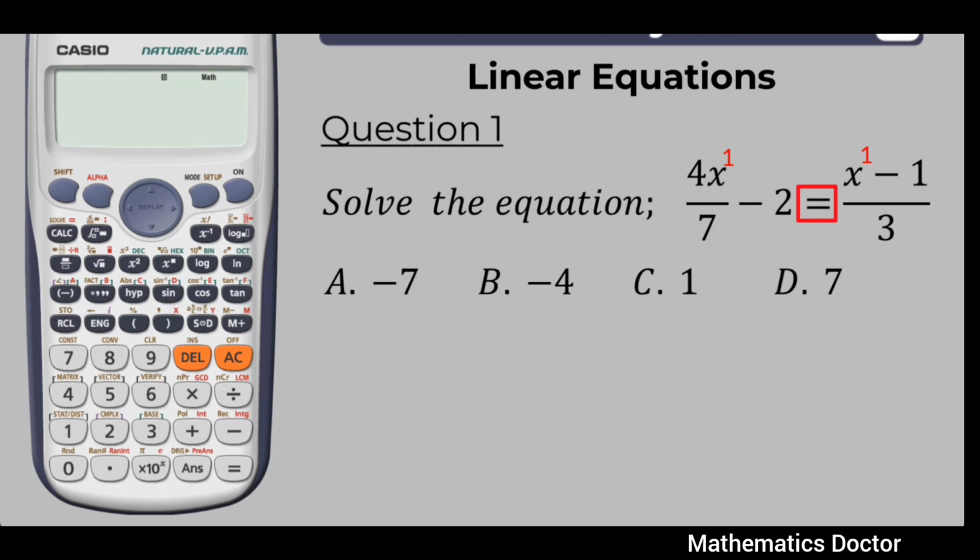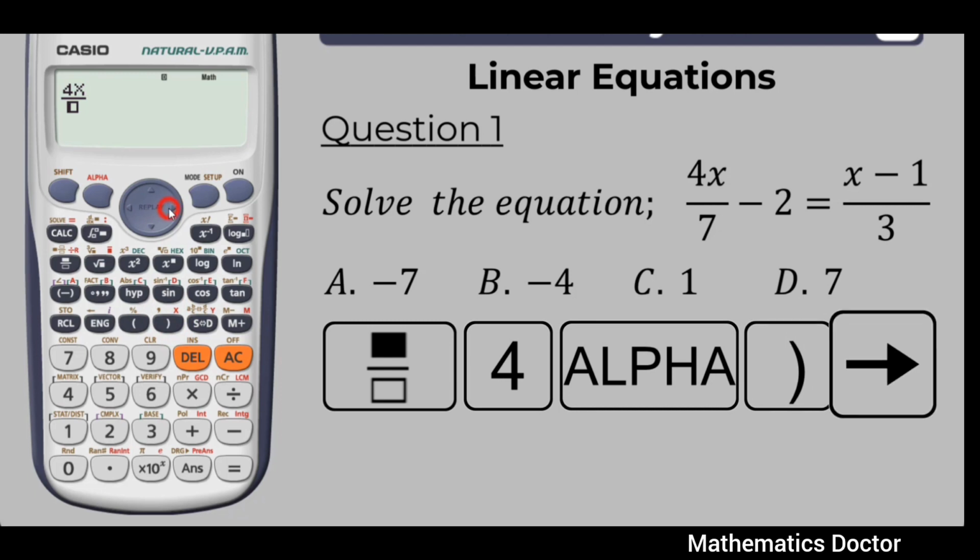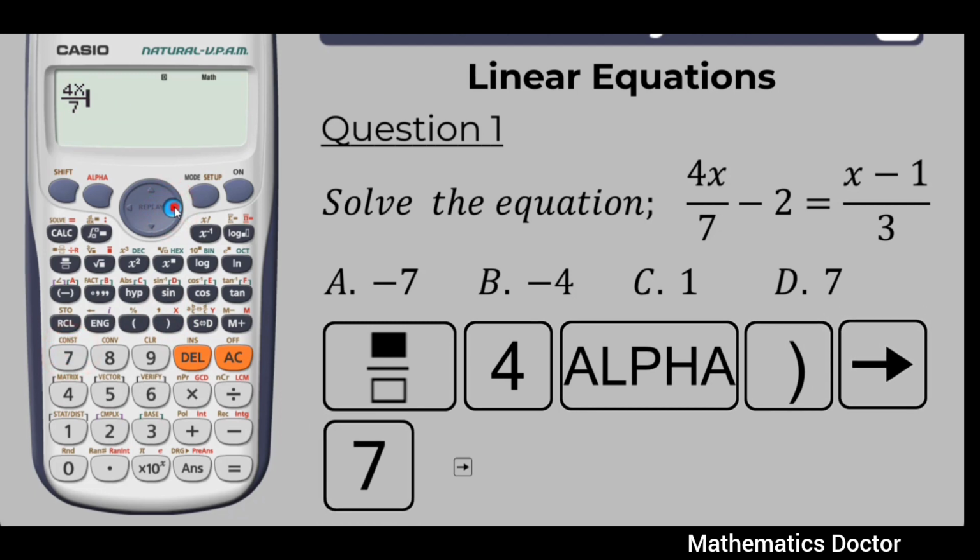Now, we need to input the same equation on the calculator. First of all, there is a fraction. So press the fraction key. We have 4x. So press 4, press alpha, and press the bracket close to get the x. Now press the arrow key to the right to bring the indicator to the denominator, and then you press 7. Press the arrow key to the right to bring the indicator to the side of the fraction, and then you press the minus key. There is a number 2, so you press 2.